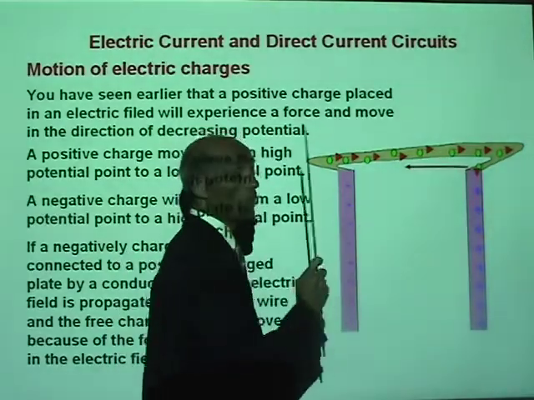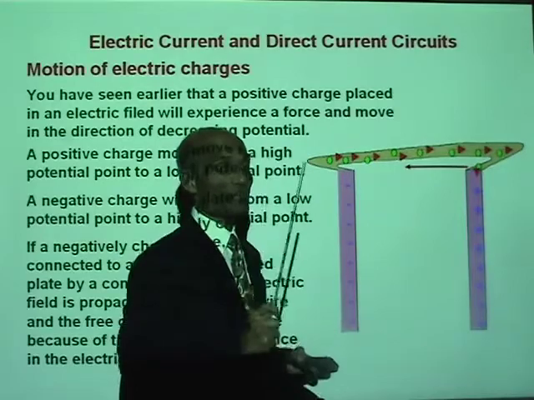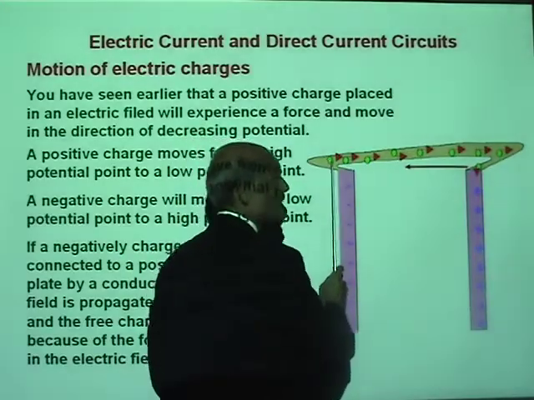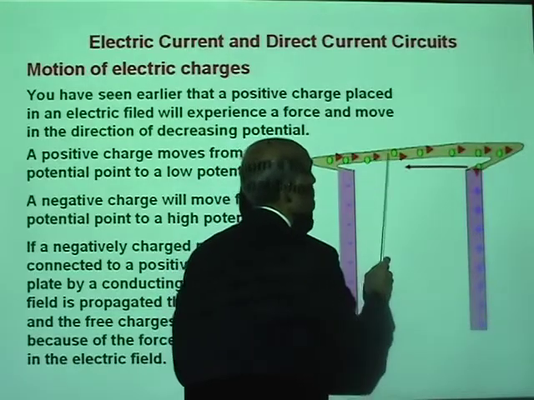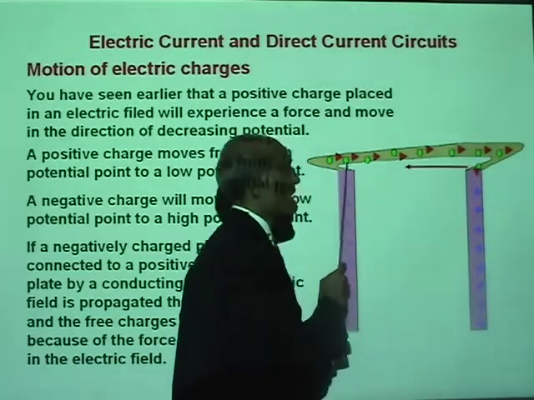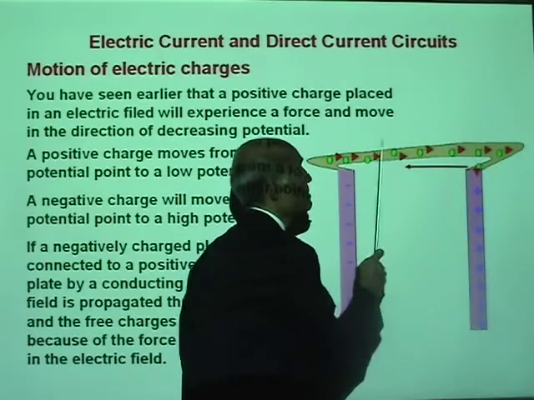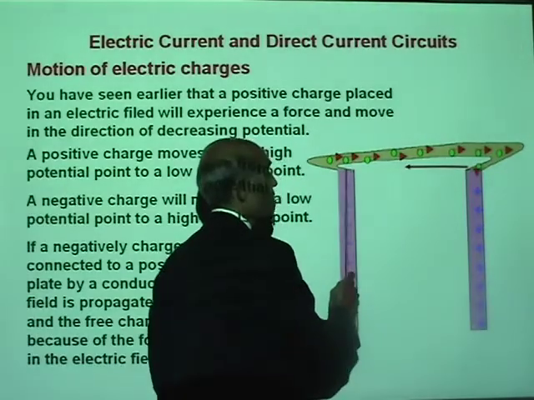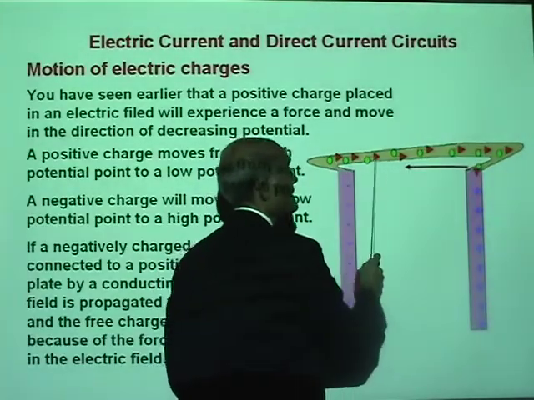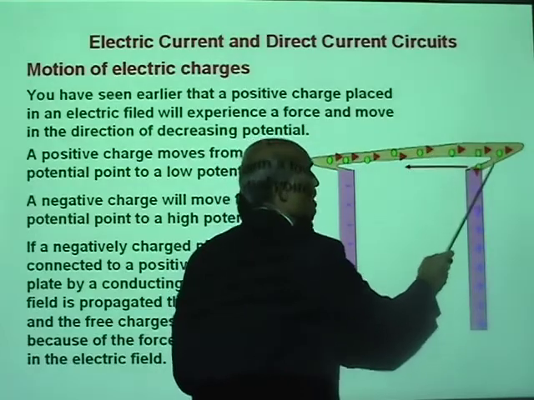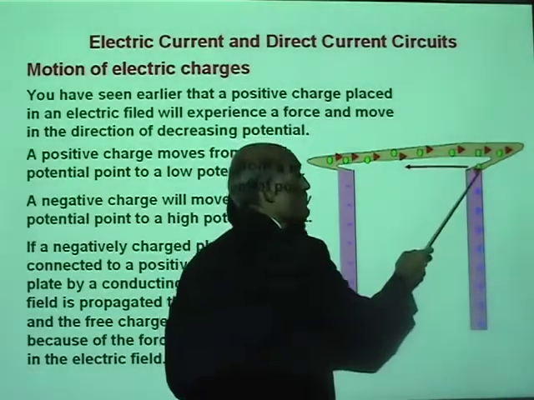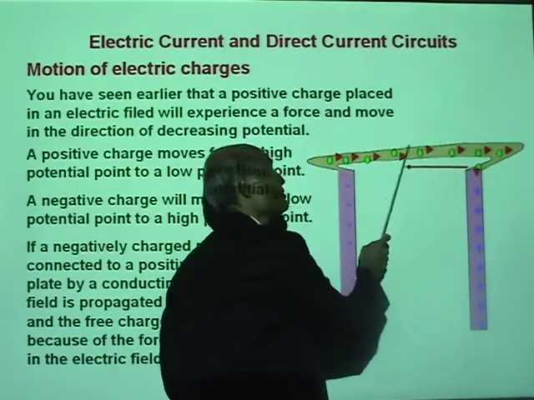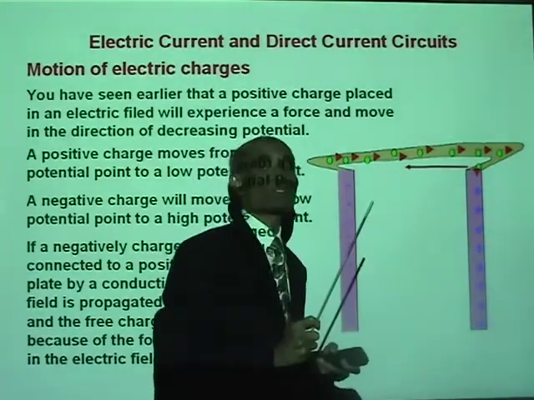Now, I want you to watch this carefully: although the motion is associated with the negative charges, what are moving here actually? Negative charges are moving. If negative charges are moving from the negative potential to the positive, it is equivalent to positive charges moving from the high potential to the low potential.